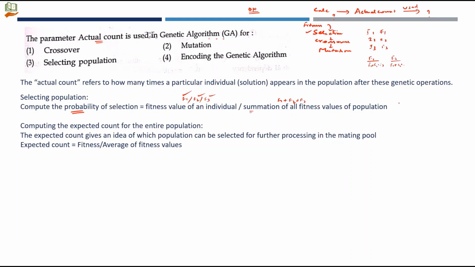How do you calculate average? Average is equal to sum divided by the number of people involved here. Here we are involving only 3 people, so this is sum by 3. So we have got the average of fitness values.